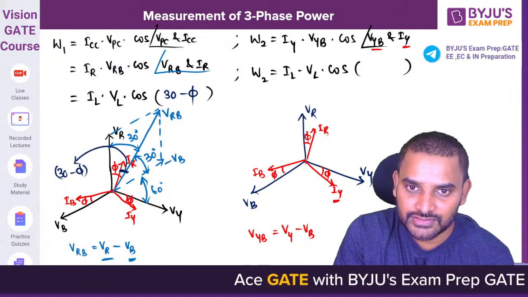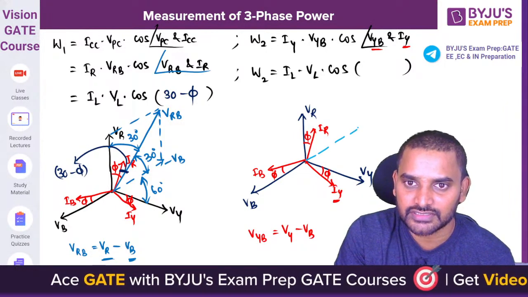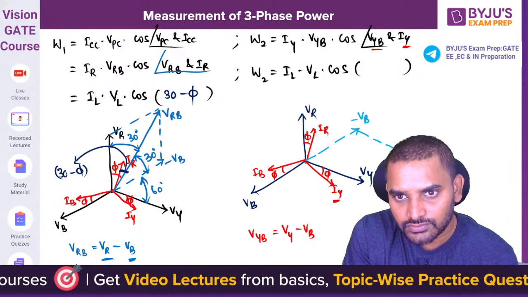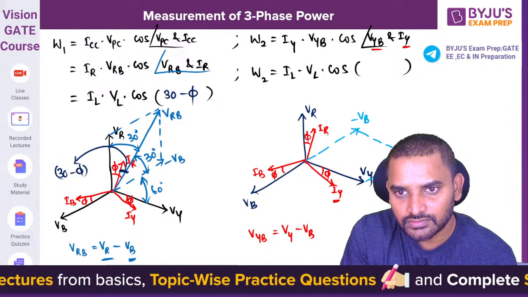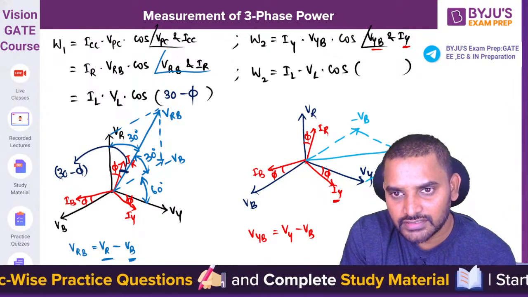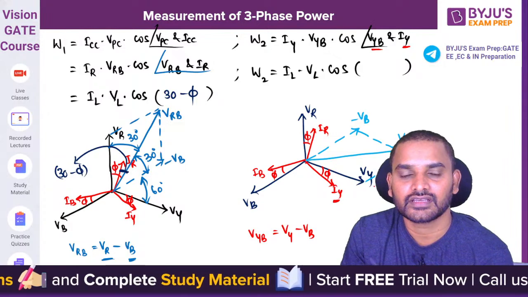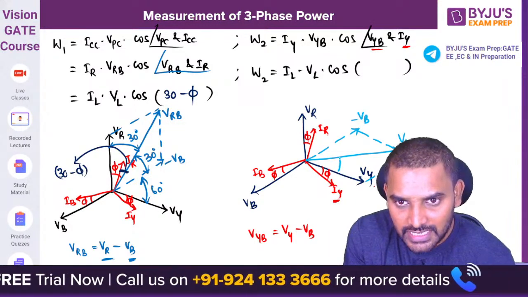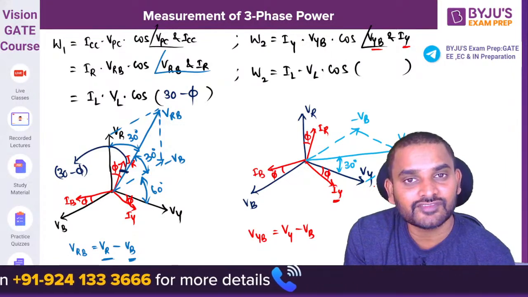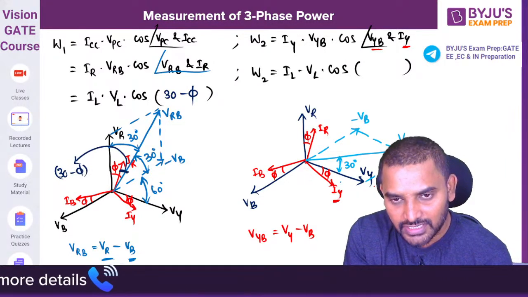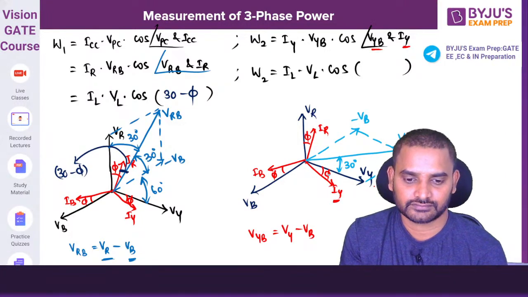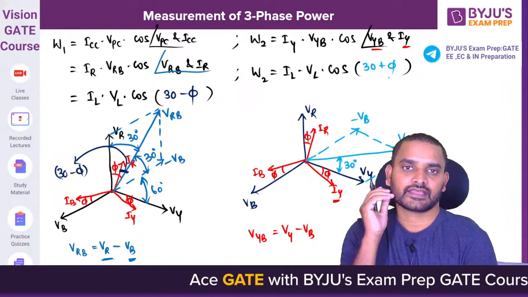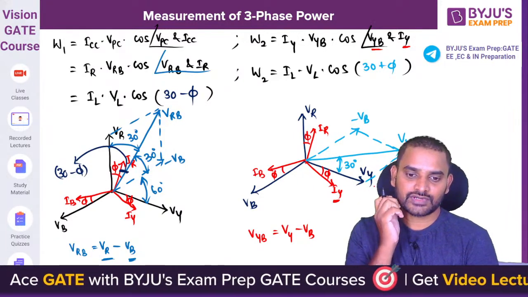Let us take minus VB. So minus VB will be here, quite opposite. This is minus VB, and the resultant of these two, if I draw, is going to be VYB. Now we want the angle from VYB to IY. From VY to VYB it is 30 degrees, and from here to here it is 30 plus φ. Yes or no? 30 plus φ. Okay, is this clear?